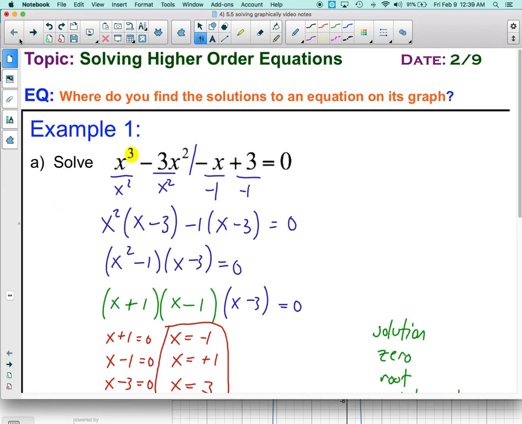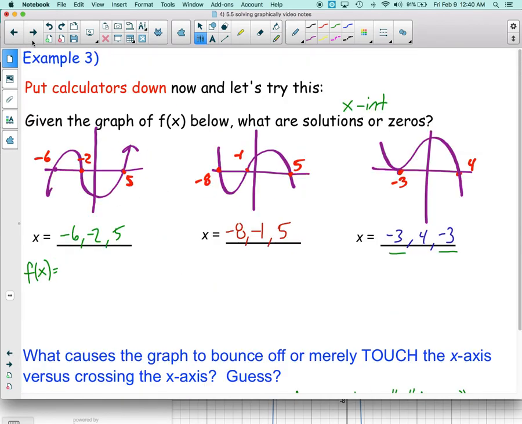It's going to look like this. So here's the factored form of this equation: x plus 1 times x minus 1 times x minus 3. Well, where did -1 come from? It came from the x plus 1. Where did positive 1 come from? It came from the x minus 1. And where did positive 3 come from? It came from x minus 3. So we're constantly seeing that idea that there's a sign switch happening here.